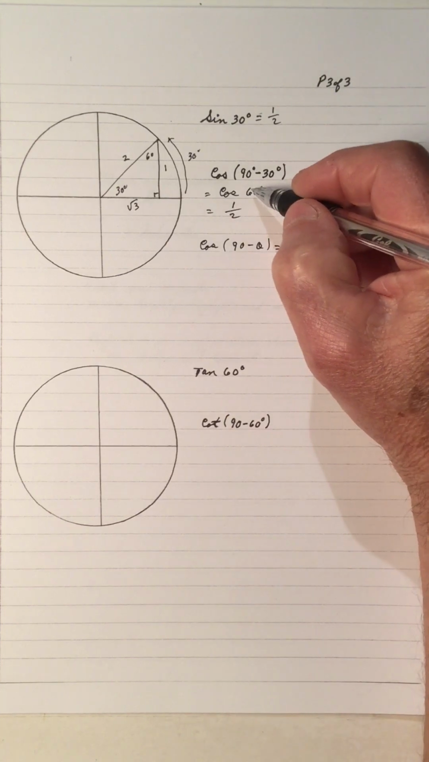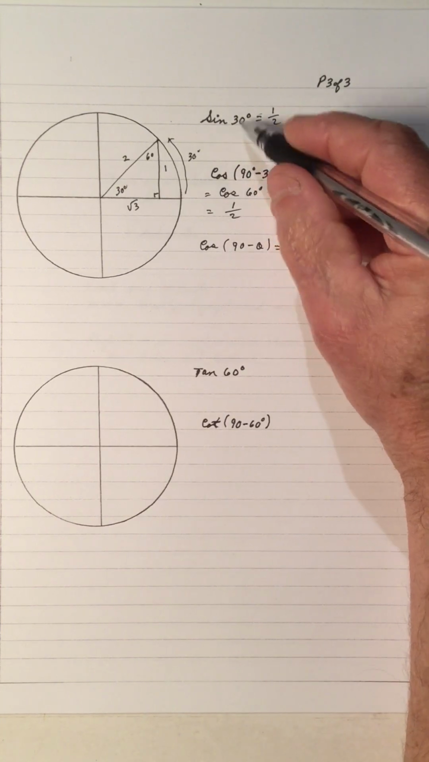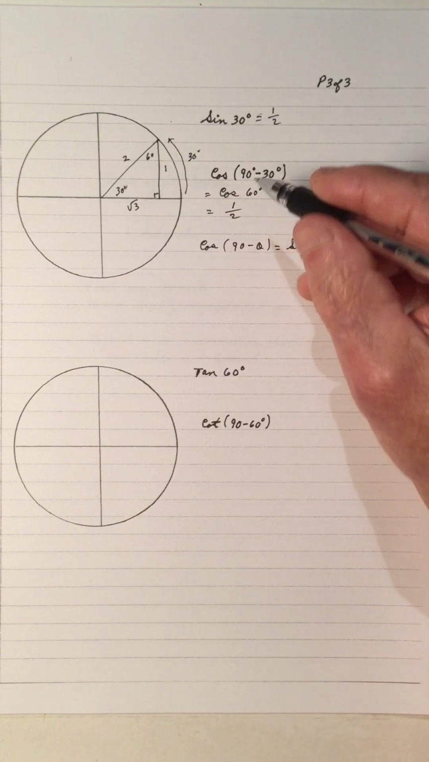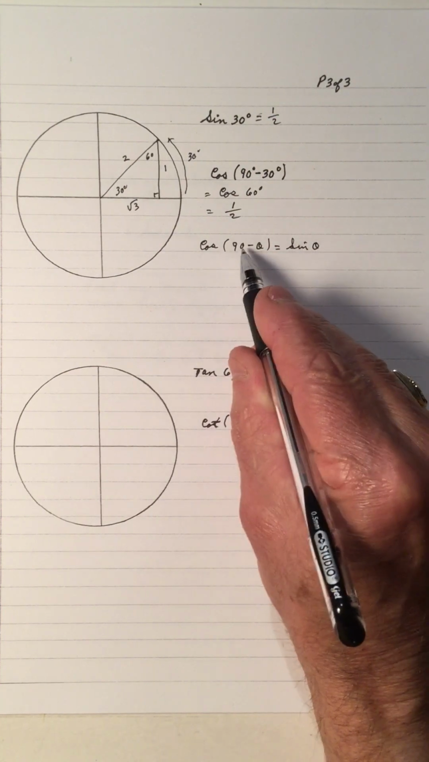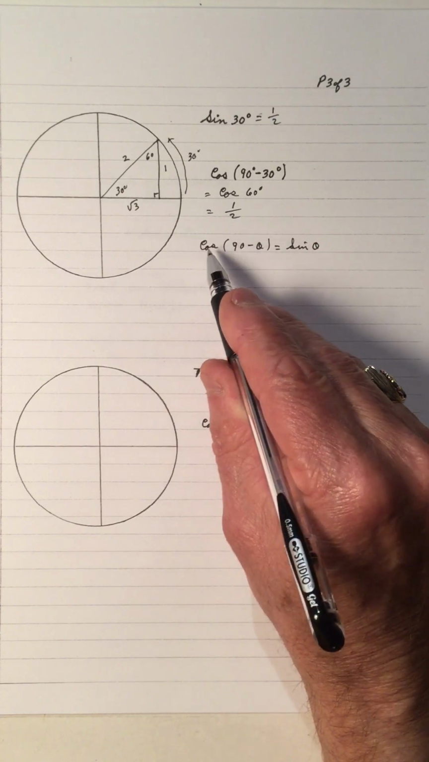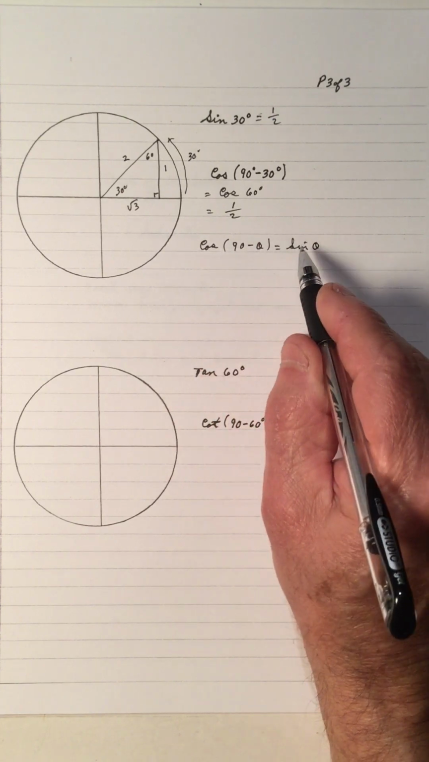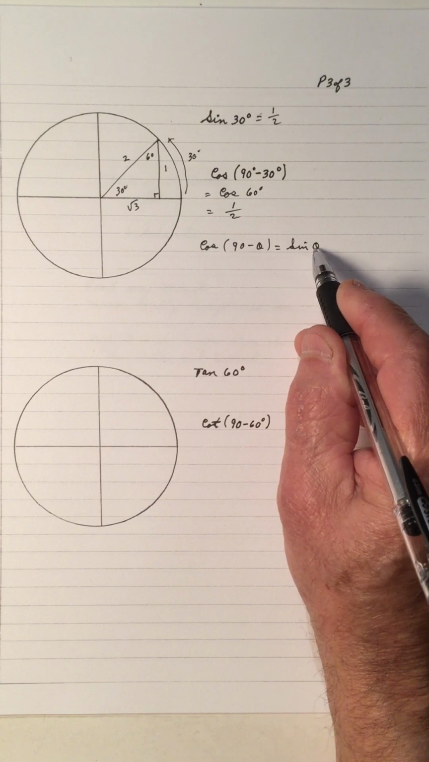So notice that the cos of 90 minus theta is the sine of theta. This is a 60, this is a 30, so they're complementary angles. Whatever this angle is, this is the complement of it. So the cos of this angle is the sine of its complement.